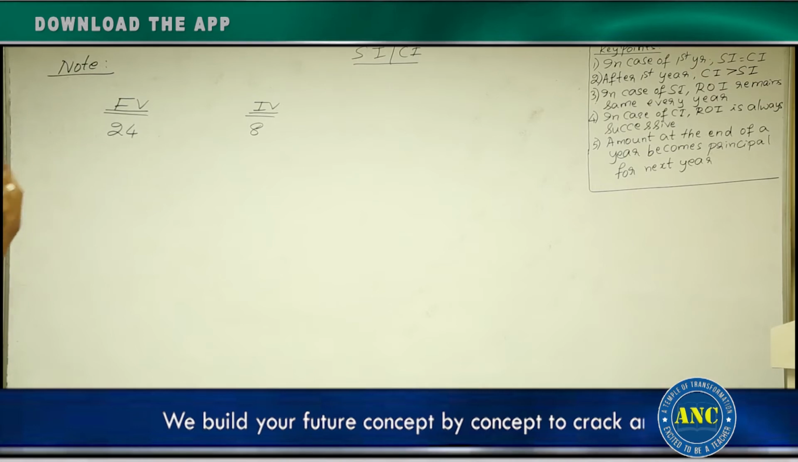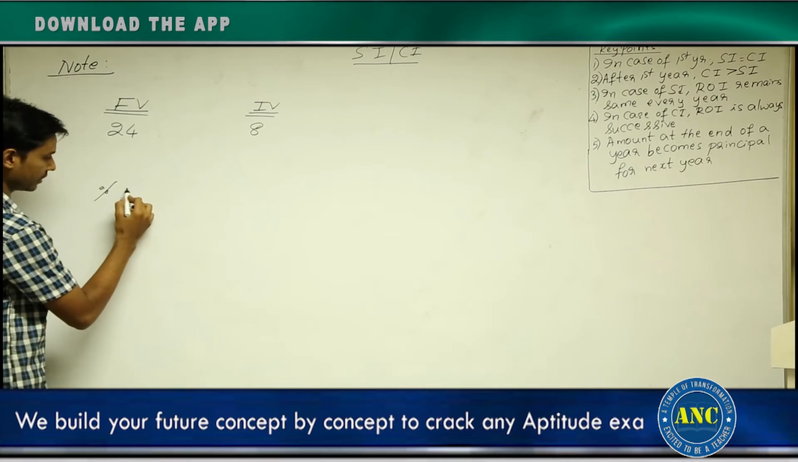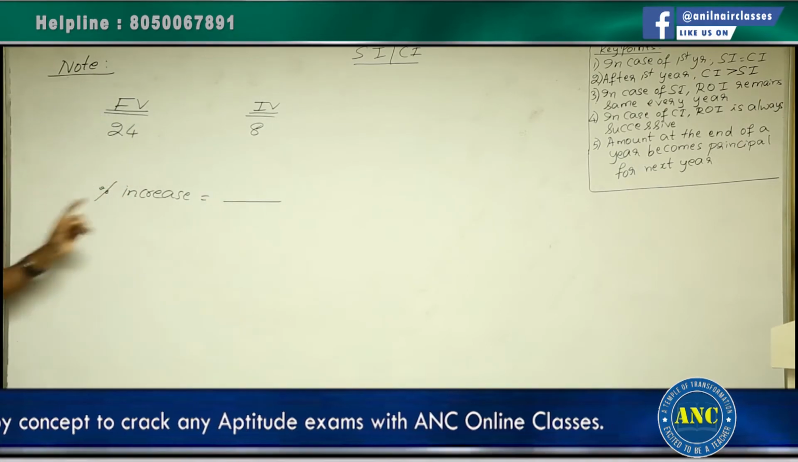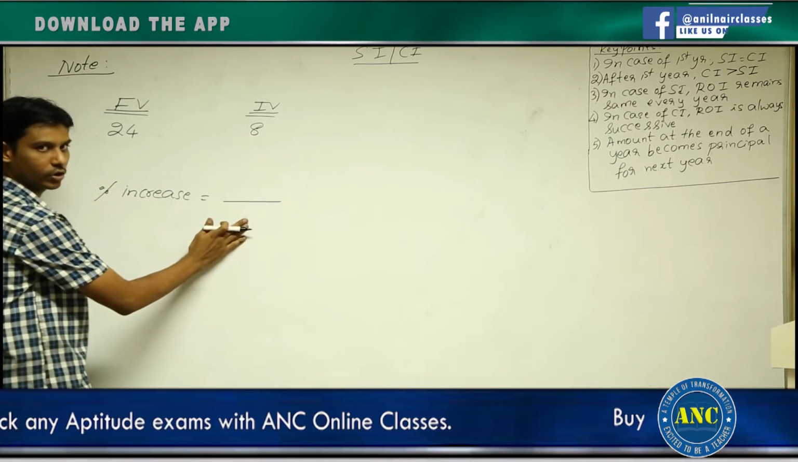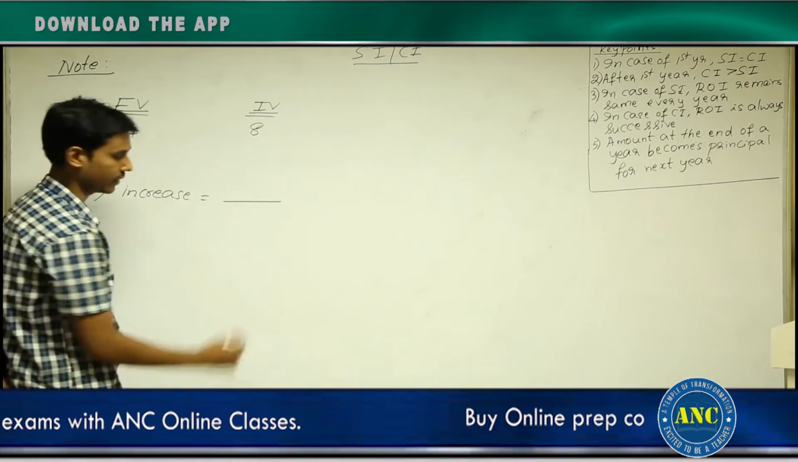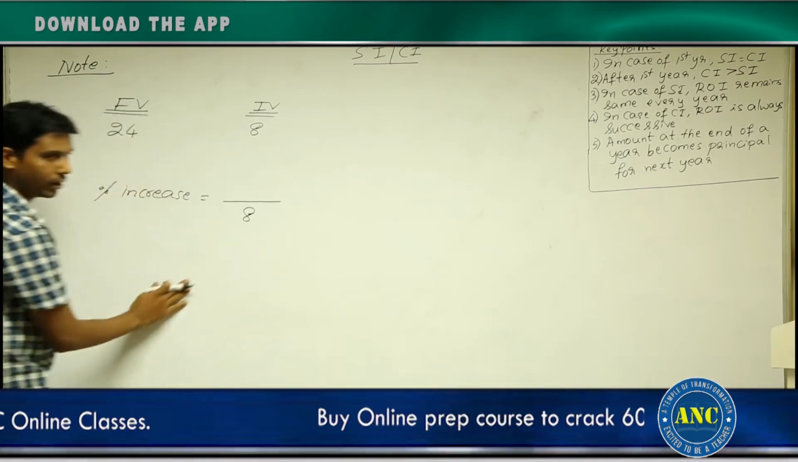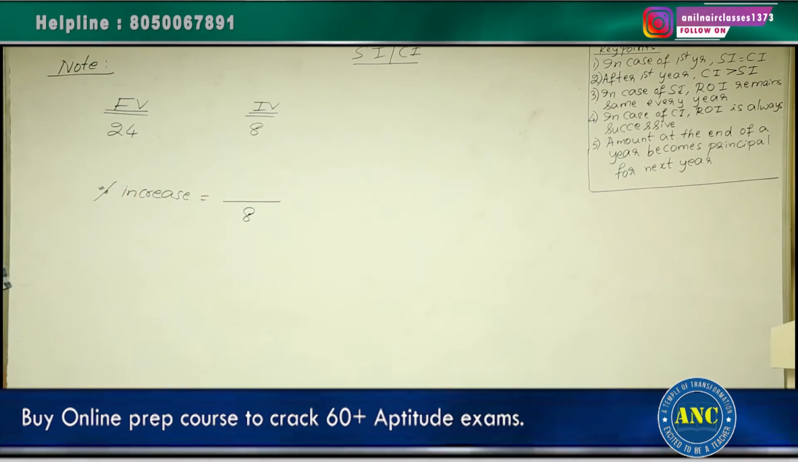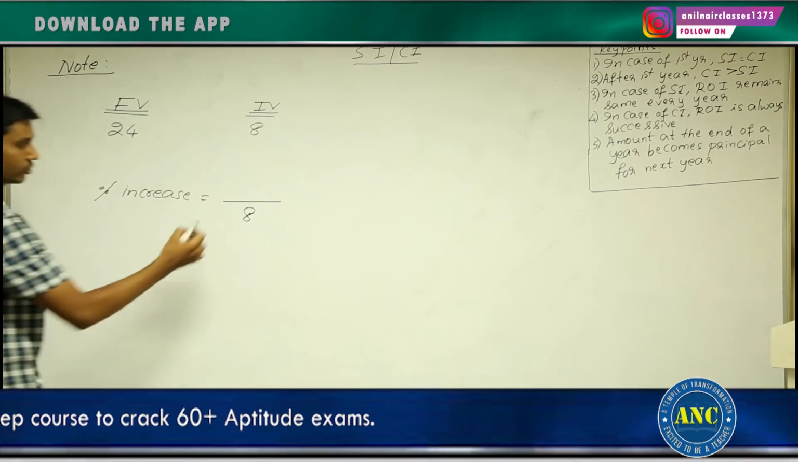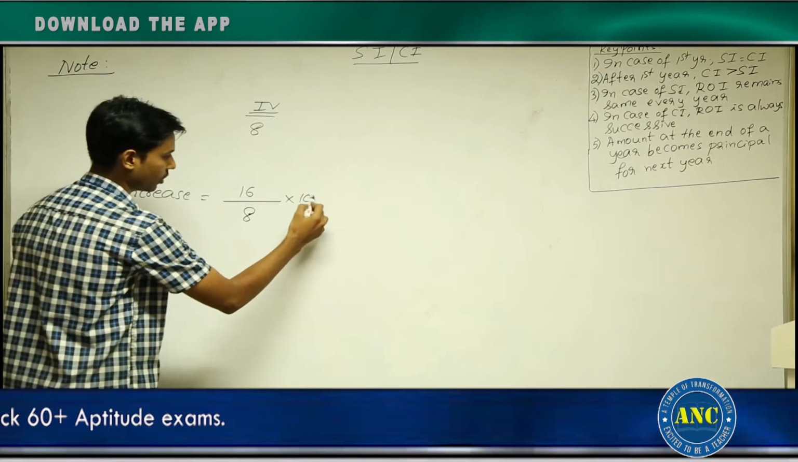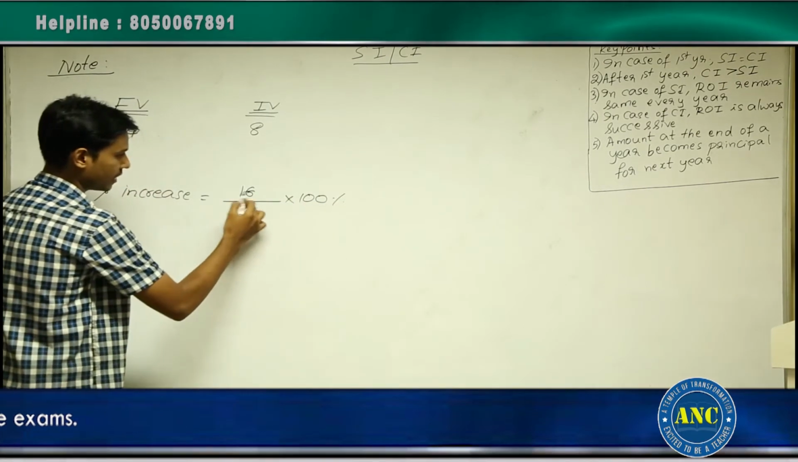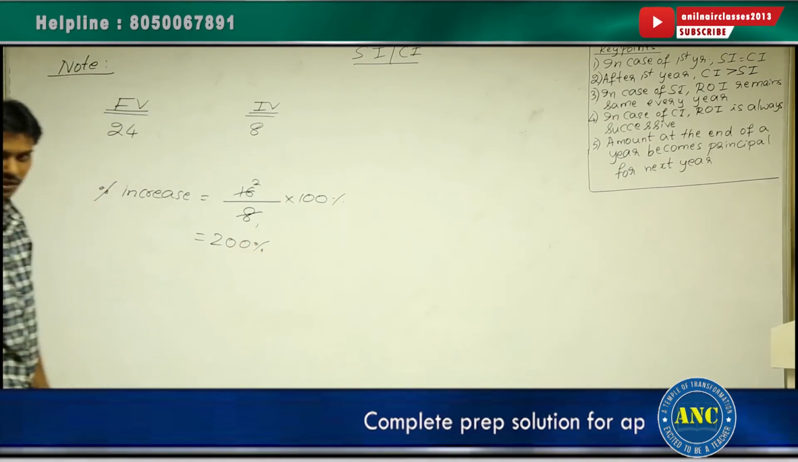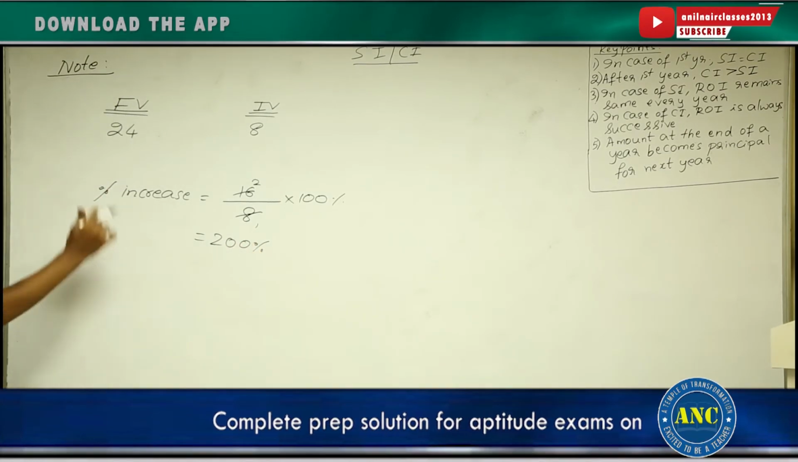What is the percentage increase? Listen to this carefully. Initially I had 8 rupees. That will always come in the denominator. Your initial value is always your denominator. 8 will come in the denominator. What is the numerator? 8 is becoming 24. How much increase has happened? 16 rupees increase has happened. So the numerator is 16 rupees into 100%. 8 ones are 8, twos are 16. What is the percentage increase? 200% increase.